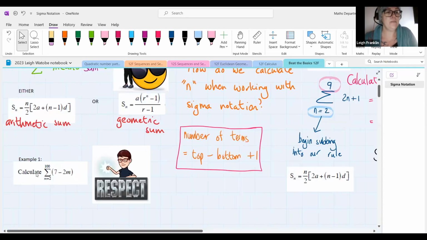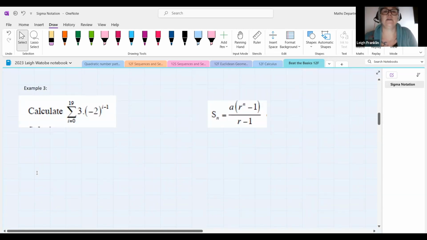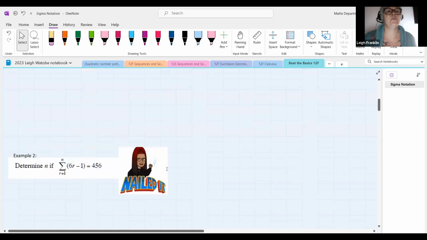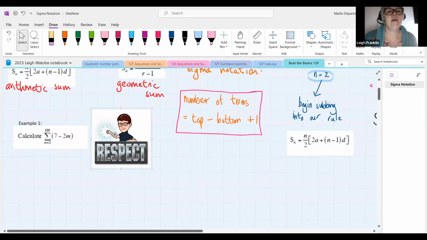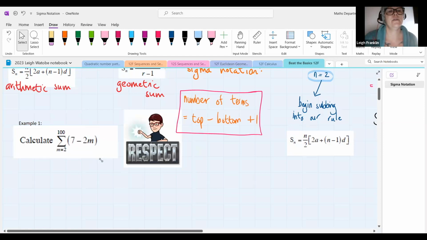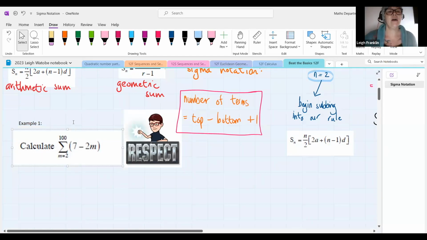Okay, so let's go back and have a look at this example over here. They've asked us to calculate the sum of, and the way that we would actually read these, for example, if I take this one over here, this is what you would say: calculate the sum from m equals 2 to 100 of 7 minus 2m. That's how you would actually read it.